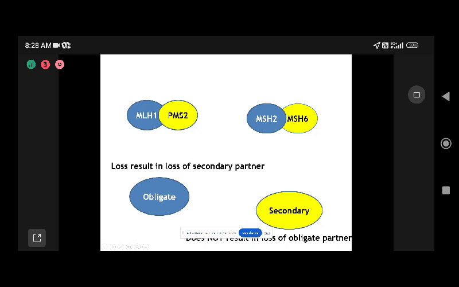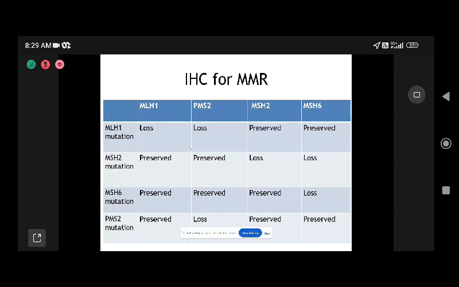In a case where there is MLH1 loss, the report will mention the loss, whereas the other partners, MSH2 and MSH6, will be intact. If the secondary partner alone is lost, then the dominant partner is still there. So if PMS2 is lost, MLH1 will still be retained. MLH1 and MSH2 are the obligate partners, whereas the secondary partners will be lost when the primary obligate partner is not there.